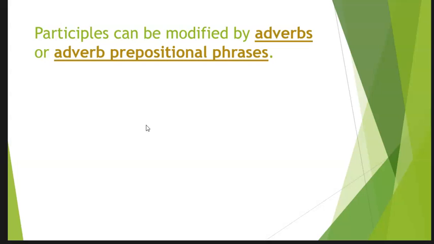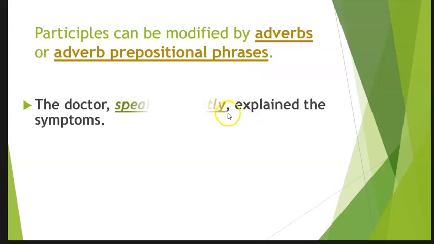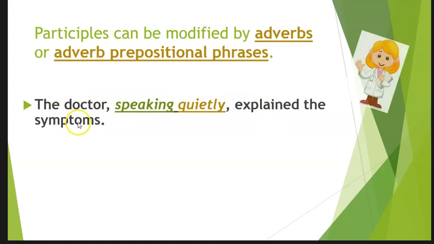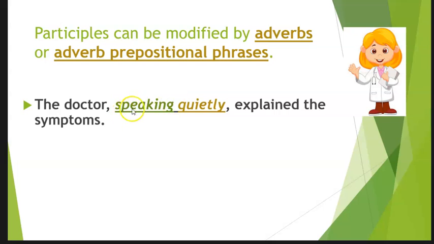We're looking at them again because participles can be modified. They can have adverbs or adverb prepositional phrases modifying them, and they get linked together into phrases. So, for example, the doctor speaking quietly explained the symptoms. Here, speaking is our participle. The speaking doctor, the doctor speaking. So speaking is an adjective here describing doctor. It's the present participle of speak. It's not the verb in your sentence. The verb is actually explained. The doctor explained the symptoms.